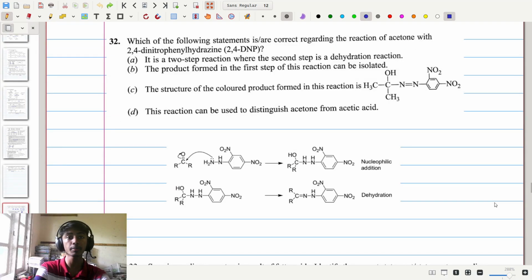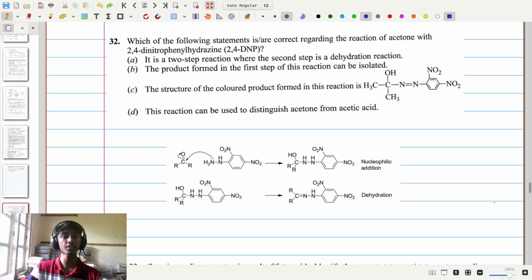Now moving on to question number 32, it says which of the following statements are correct regarding the reaction of acetone with 2,4-dinitrophenylhydrazine, aka 2,4-DNP. Now looking at statement A, it says it is a two-step reaction where the second step is a dehydration reaction.